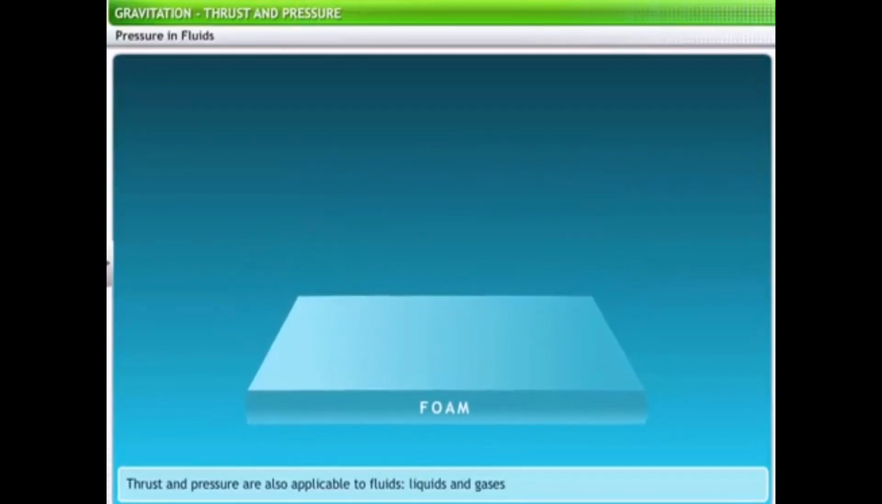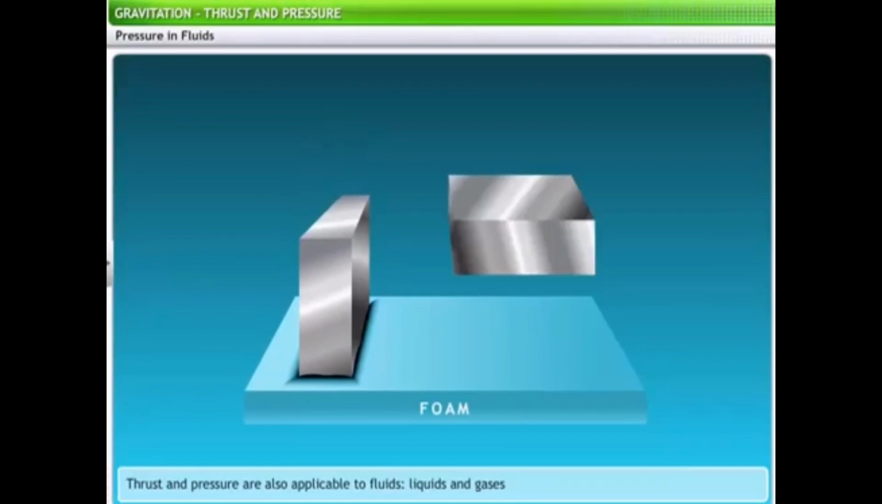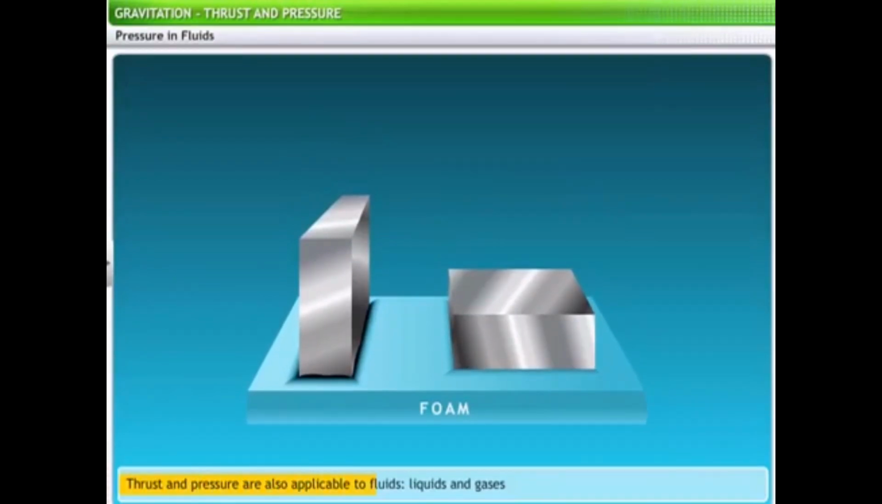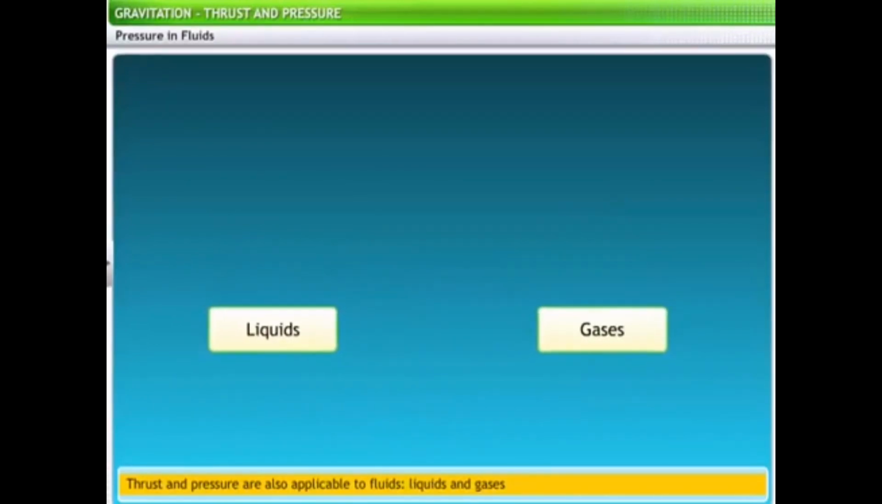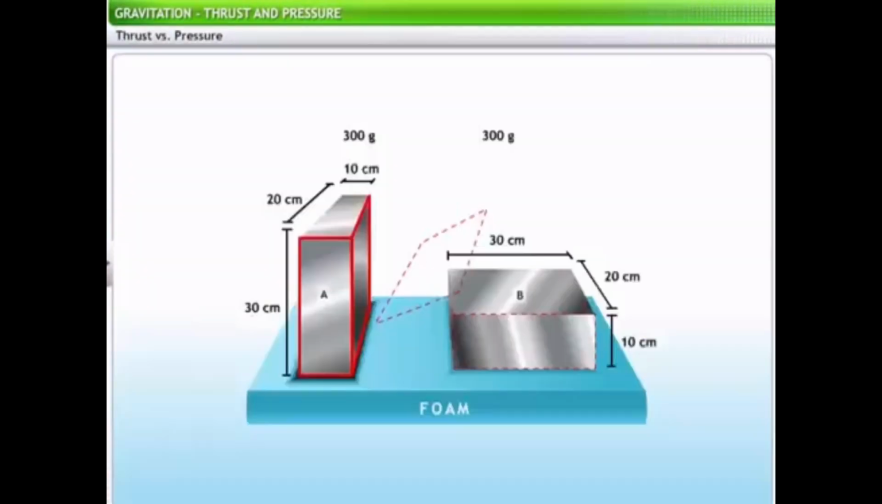So far, we looked at the examples of thrust and pressure in solids. However, thrust and pressure are equally applicable to the other states of matter, liquids and gases. Liquids and gases are collectively referred to as fluids.